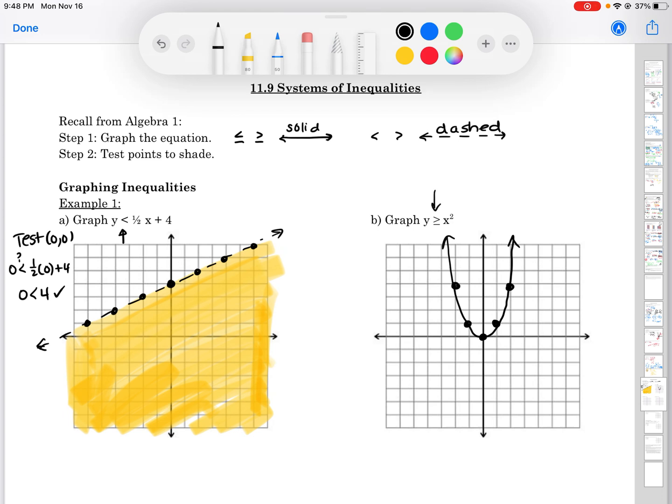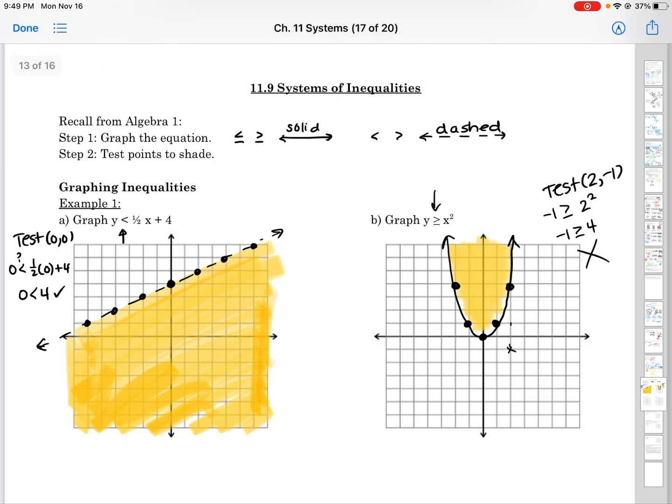Okay, now we need to figure out where to test. We can't test 0, 0 because that's part of the parabola, so just pick something else. How about 2, -1? Why not? It's just a random number. So test 2, -1. I just want to make sure it's not part of my curve. So let's see. Is -1 going to be greater than or equal to 2 squared? 2 squared is 4. Is -1 greater than or equal to 4? No. So that point was over here. I should not shade on that side. So I'm going to shade on the other side. And what I mean by side is kind of like the other section. So one section's on the outside, kind of like the below part, and the other section's inside that parabola.